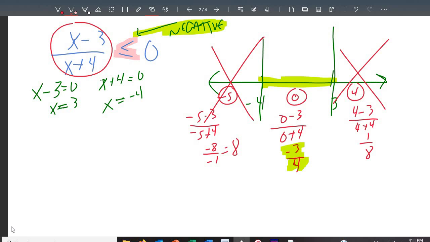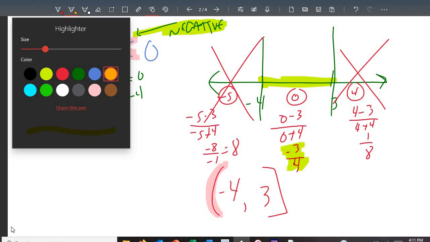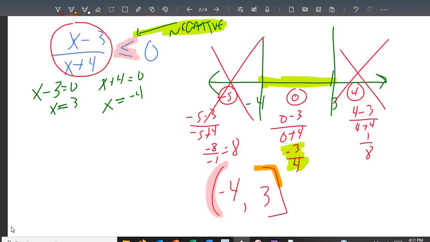On the rational inequalities, the number that comes from the bottom, whatever that number is, will always have a parentheses next to it. Always. The other number may have a bracket, or it may have a parentheses. This one has a bracket, but the one next to the number from the bottom will always have a parentheses.